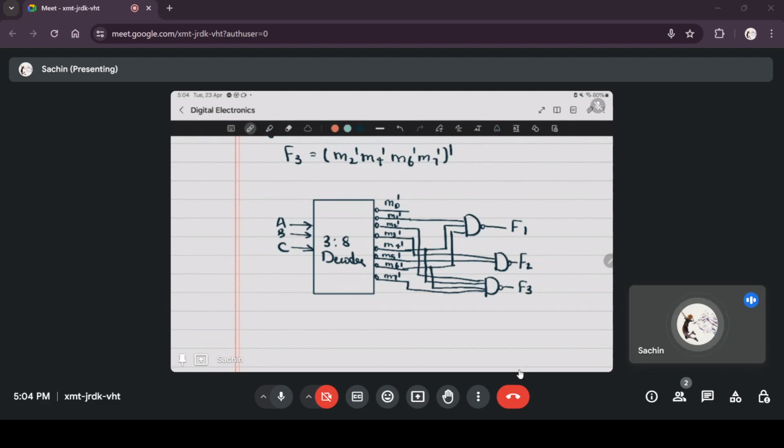So that is how you can get the three functions that you need using a 3 to 8 decoder. So any 3 input function, any 3 input Boolean expression, can be realized using a 3 to 8 decoder and external NAND gates.